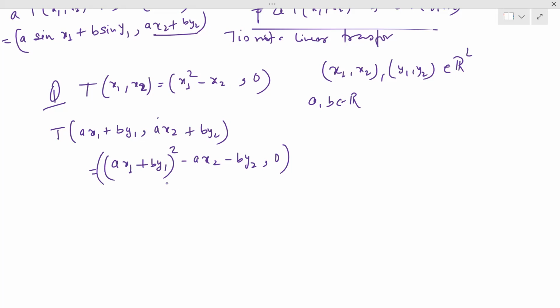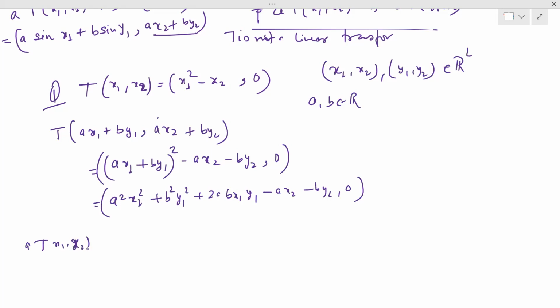Is that fine? So what is it going to yield me? It is going to yield me a square x1 square, then you will have b square y1 square, then you will have 2ab x1 y1 minus a x2 minus b y2 comma 0. Do you think this is equal to a T(x1, x2) plus b T(y1, y2)? It isn't. These two things are not equal.